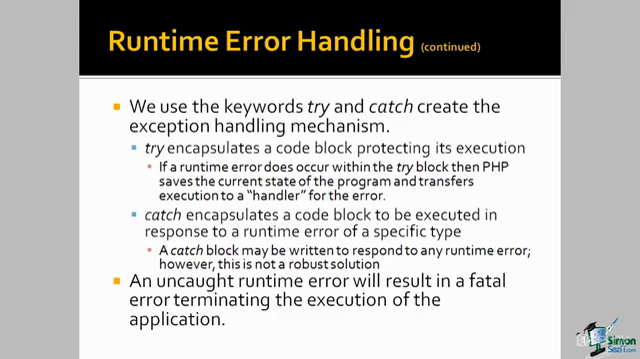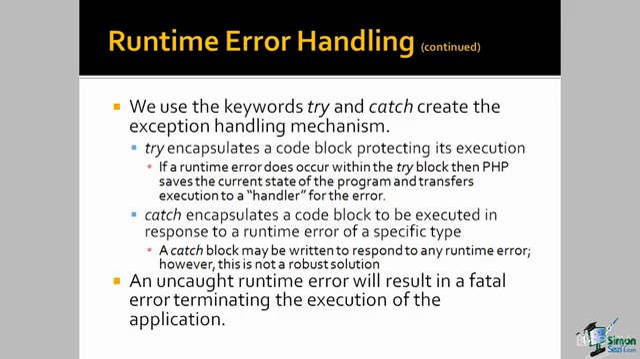Try and catch are part of the exception handling mechanism in PHP. Try encapsulates a block of code, protecting that block of code. Anything within the try block is protected from an exceptional runtime error. If an exceptional runtime error occurs within the code in a try block, the flow of execution is transferred to one of the catch blocks that are associated with that try block.